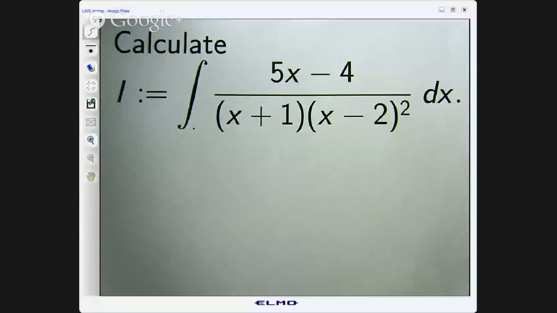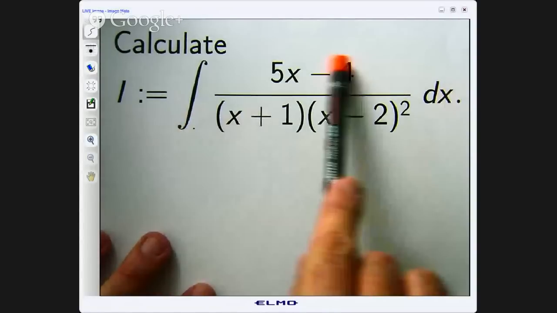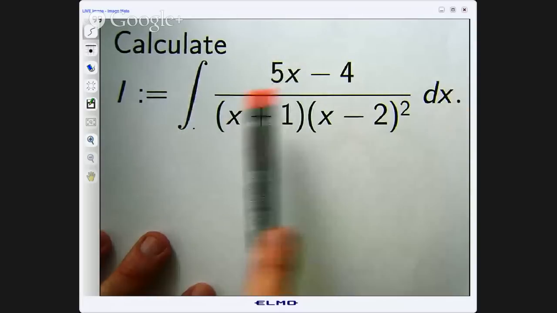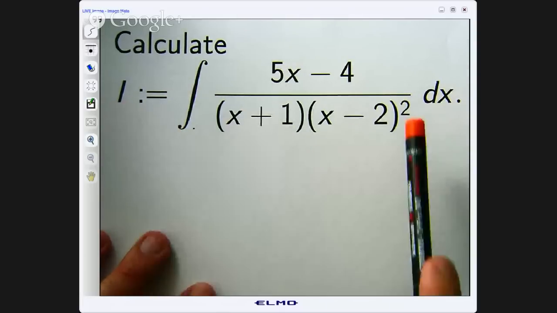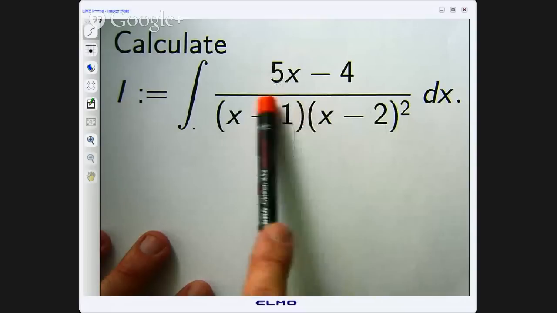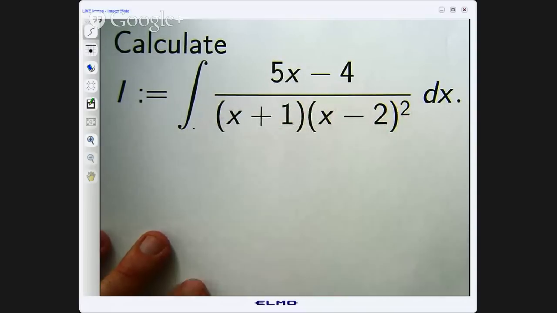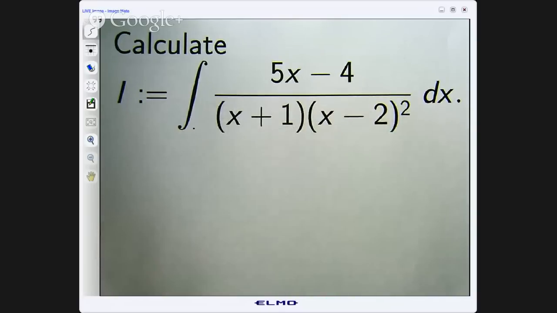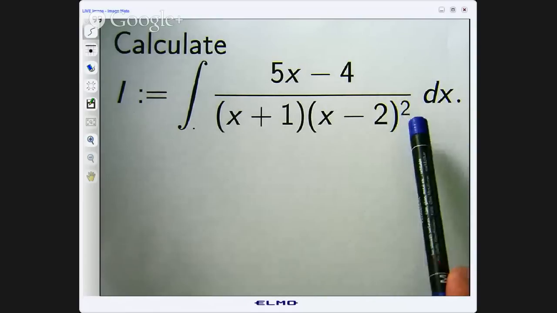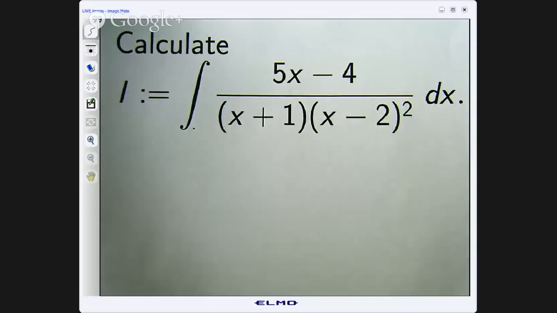This is the example we're going to discuss. You've got this indefinite integral denoted, say, by I. You've got a linear function up the top. You've got a couple of factors down the bottom. You've got a linear factor here and a linear factor here and a square of that linear factor. Now this is a special kind of denominator, where this linear factor x minus 2 has a squared here, so it's known as a repeated linear factor.